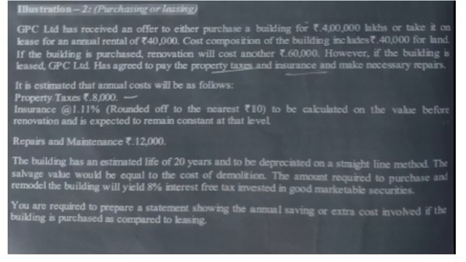Here the next question is based on purchase or leasing. GPC Limited has received an offer to either purchase a building for rupees 4 lakhs or take it on lease for an annual rental of rupees 40,000. The cost composition of the building includes 40,000 for the land. So what is the purchase price of the building? 4 lakh, which includes 40,000 for land.